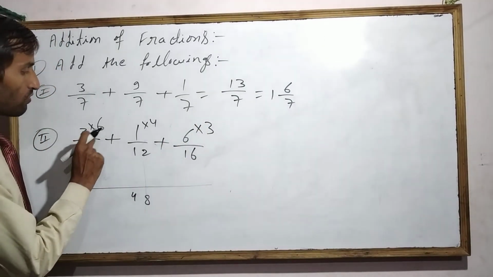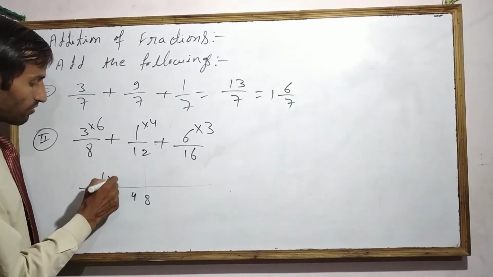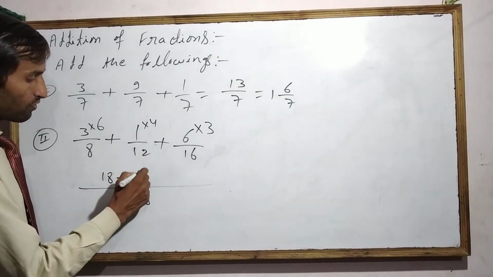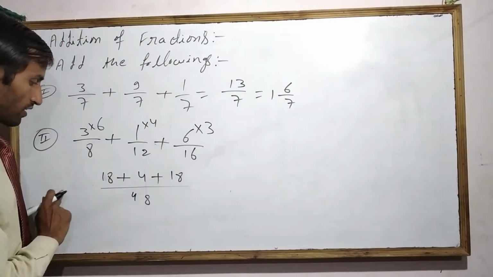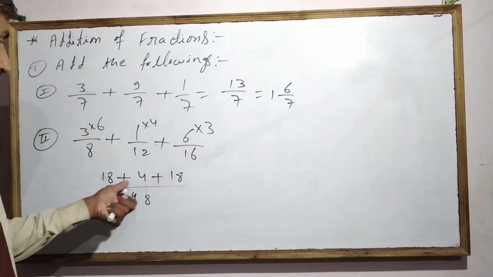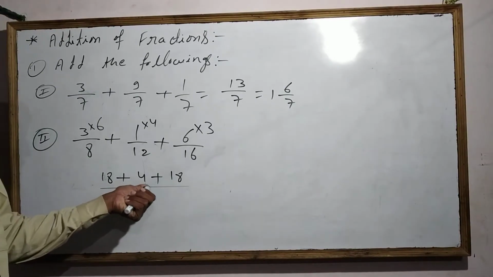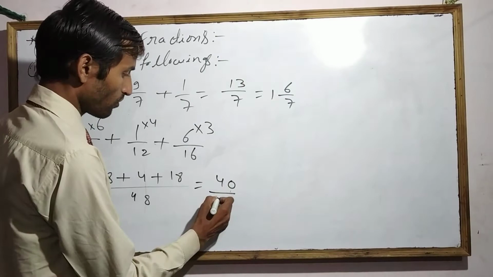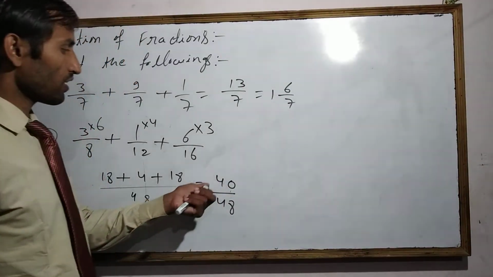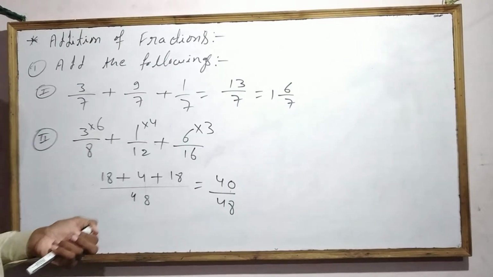After then just you multiply, 3 times 6 is 18, plus 1 times 4 is 4, plus 6 times 3 is 18. Now we have to add lastly. So 18 plus 4, 22 will come, 22 plus 18, 40 will come, 40 upon 48. So this is the final addition of this whole 3 fractions.